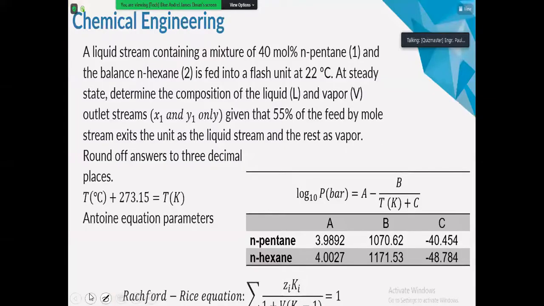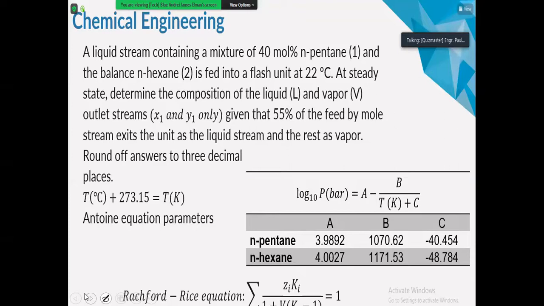Okay? So what I want you to do today is try to solve this problem. A liquid stream containing a mixture of 40 mole percent pentane, 1, and the balance hexane, 2, is fed to a flash unit at 22 degrees Celsius. At the steady state, determine the composition of the liquid L and vapor V outlet streams, X1 and Y1 only, given that 55% of the feed by mole stream exits the unit as liquid stream and the rest as vapor. Okay? Round off answers to 3 decimal places.